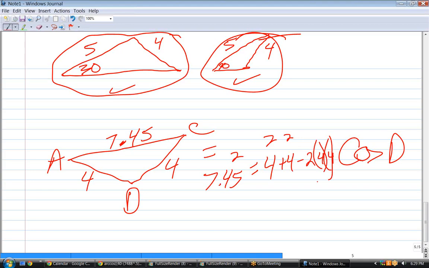Now we have an equation that only has one variable in it, D. Do you know how to solve for D from this point? Yes. Okay. In other words, you're going to end up with cosine of D equals some number. You're going to have to take the inverse cosine of that number. That'll give you D. Right.